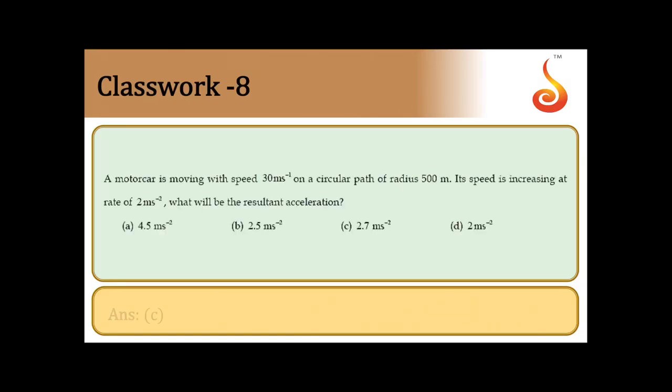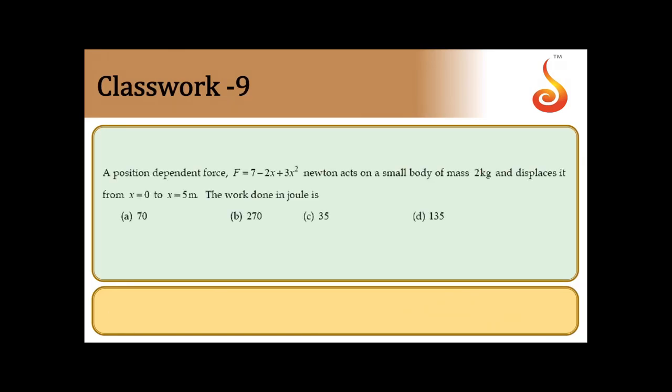Yes, with that we should move on to the next one. Yes, now we have a problem on work power energy. A position dependent force F is equal to 7 minus 2x plus 3x square Newton acts on a small body of mass 2 kg and displaces it from x is equal to 0 to x is equal to 5 meter. Then work done in joule is.